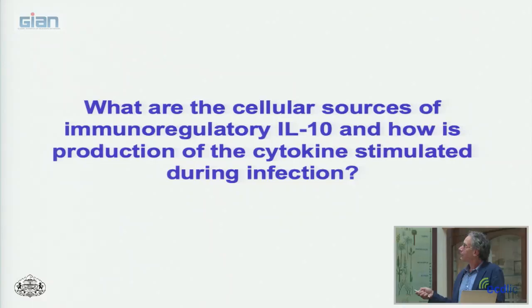So this was one of the very important lessons about the regulation of the immune system. Once these infectious agents induce a response, it's critical to turn them off. Otherwise, the inflammation and the immunopathology becomes more life-threatening than the infection itself. And again, this was learned initially from these studies of a parasitic infection. So what are the cellular sources of the immunoregulatory IL-10, and how is production of the cytokine stimulated during infection?